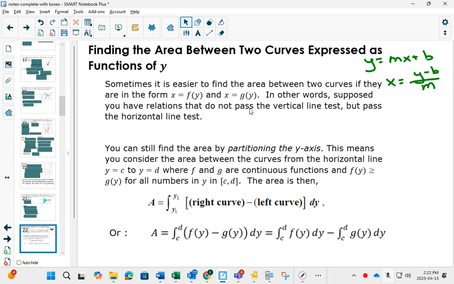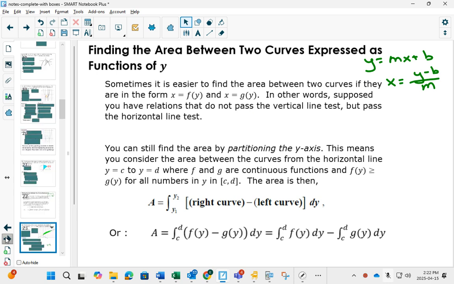You could have that in two different functions, and maybe this would be easier. And now you can still find the area, but now you're partitioning the y-axis. So you think about a horizontal line up and down rather than the horizontal line left and right. Okay? So let's see what this looks like with some examples.